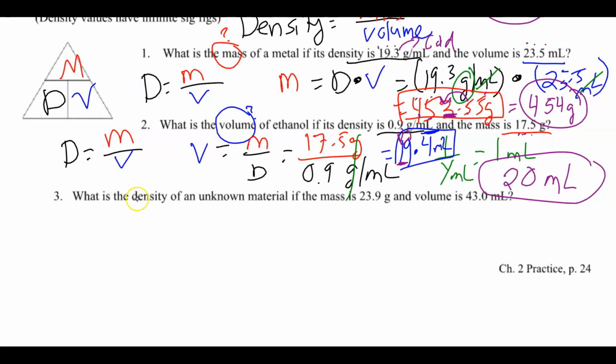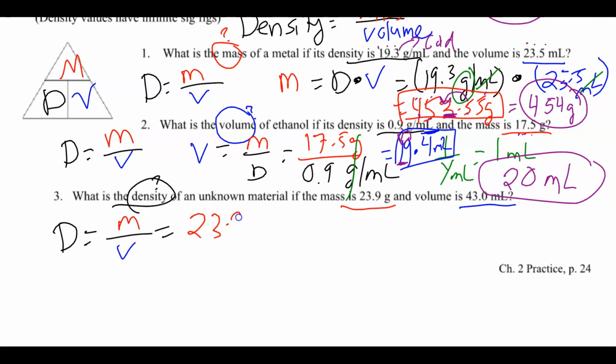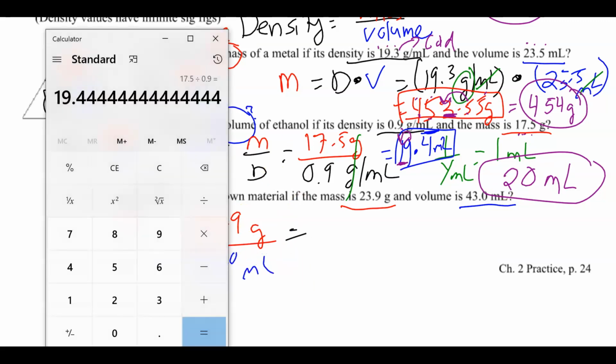Okay, last problem on the review. So what is the density? So density is question mark of an unknown material, if the mass is 23.9 grams and the volume is 43.0 milliliters. So density equals mass over volume. We're going to plug in our knowns, so we know that we've got 23.9 grams, divide by 43.0 milliliters. Take out our handy dandy calculator of science.